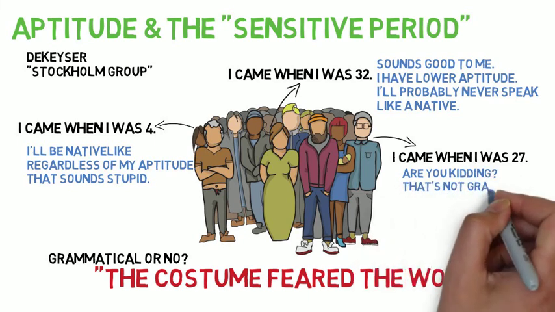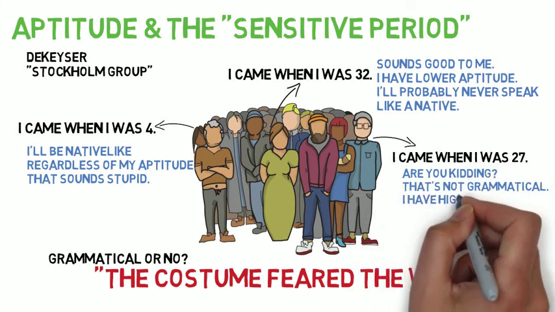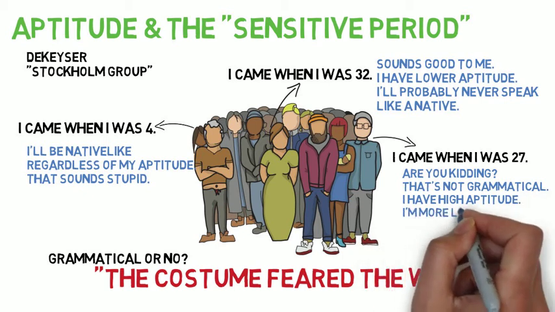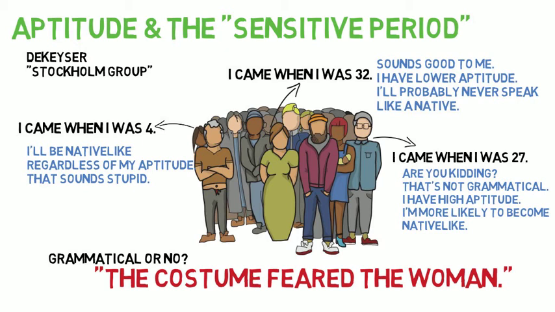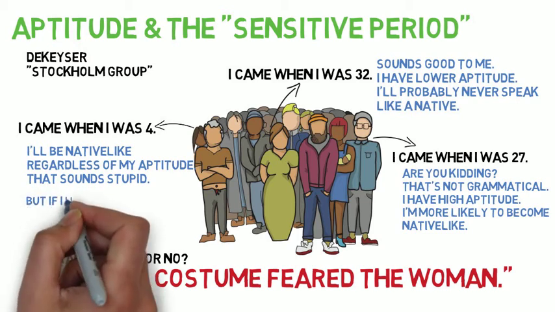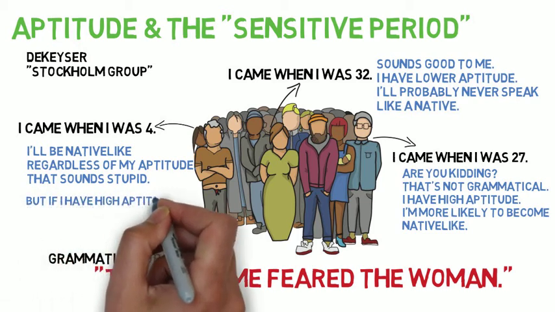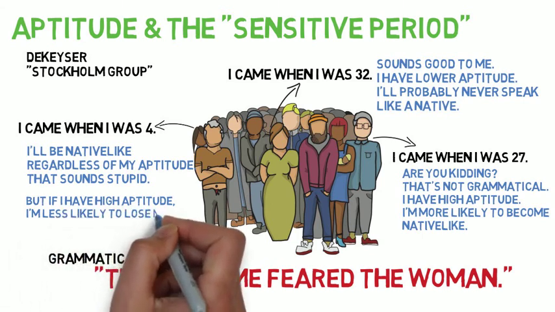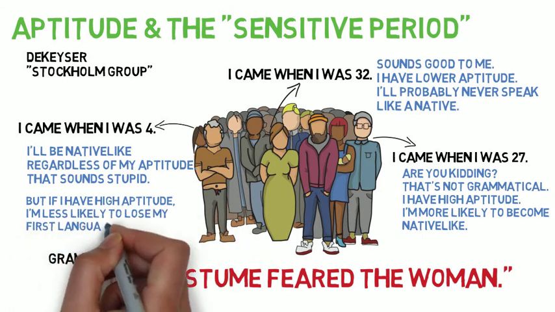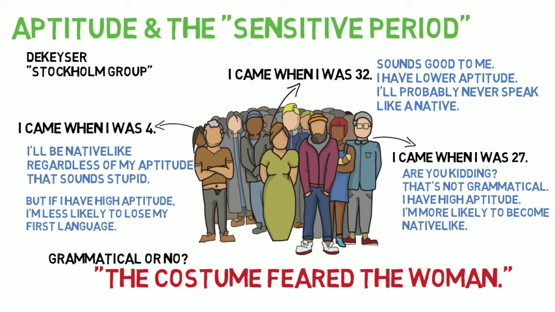If you come after the sensitive period, and you have higher aptitude, you're more likely to still be able to achieve near-native proficiency. De Keyser thought it was because learners with higher aptitude seem to be better at explicit learning, but several others disagree with him on this point. Even beyond what De Keyser found, the Stockholm Group studies indicated higher aptitude could prevent language attrition, or whether you'll become a poor speaker of your native language or lose it altogether.